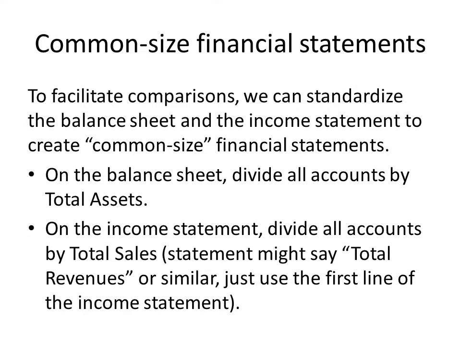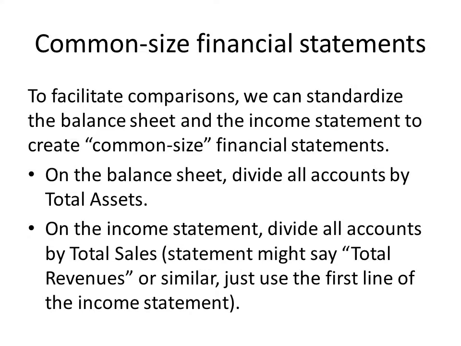Well, this brings us to our next topic, common size financial statements. One way we can compare companies on an apples-to-apples basis is to standardize the balance sheet and the income statement to create common size financial statements. On the balance sheet, we take every number on that sheet and divide by total assets. That gives us every account as a percentage of total assets.